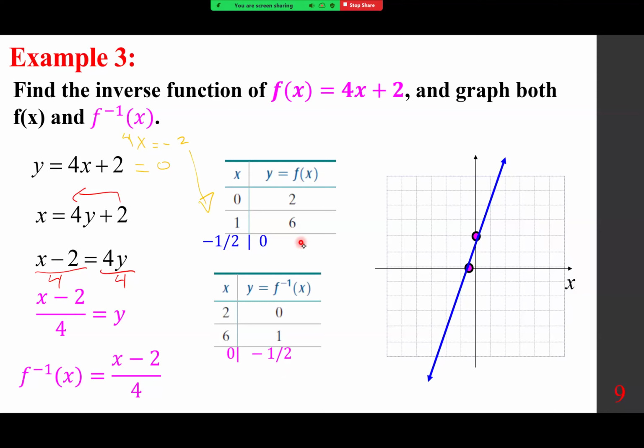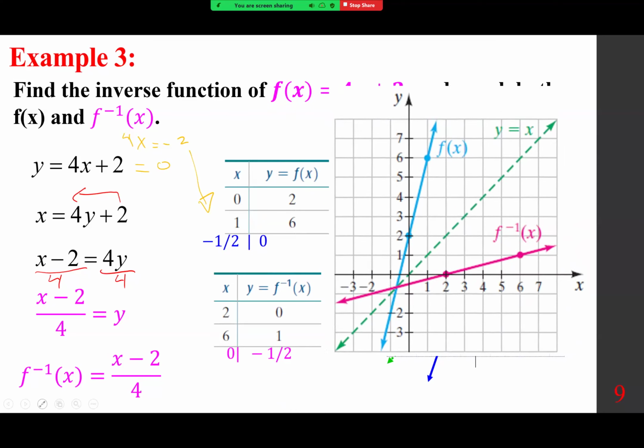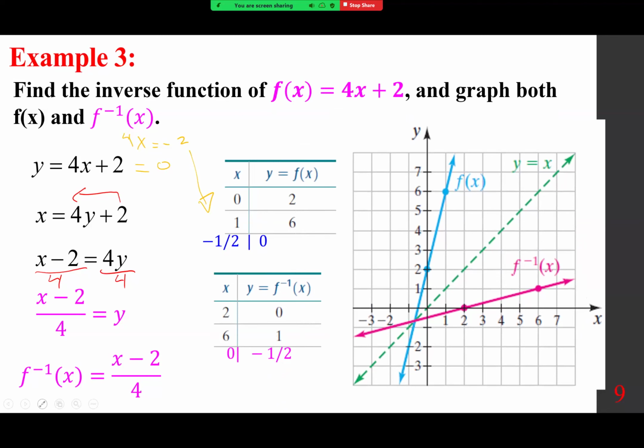I hope you can see that. And again, you can work it out. So this is 2, 0, and 0, negative 1 half. Connect them. And you can see they are symmetric with respect to the line y equals x. This is the line y equals x. So we could write it in this fashion.